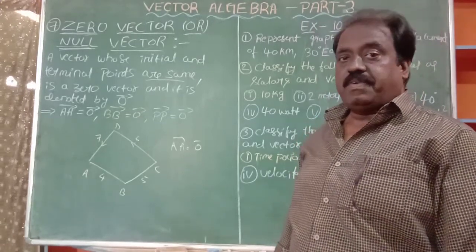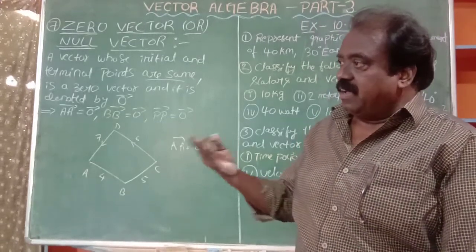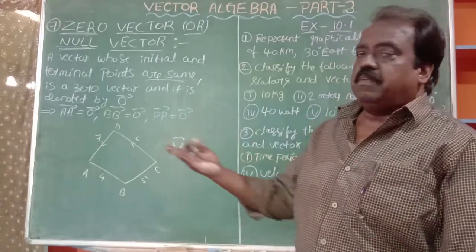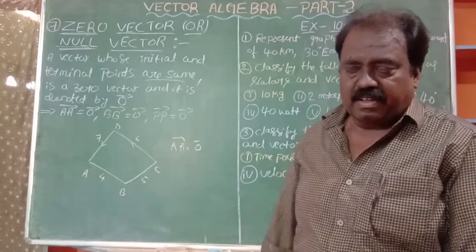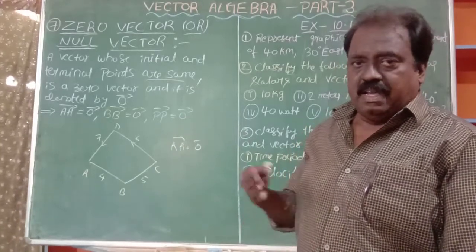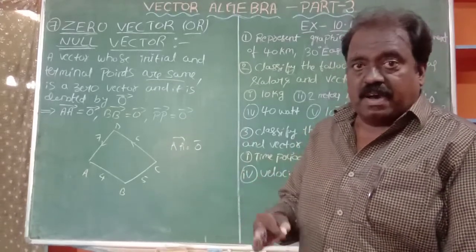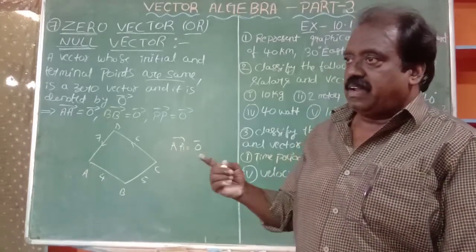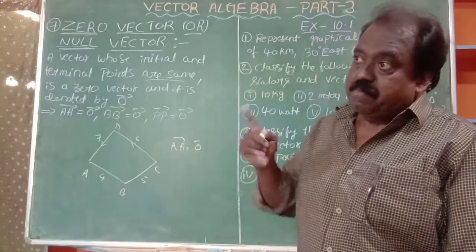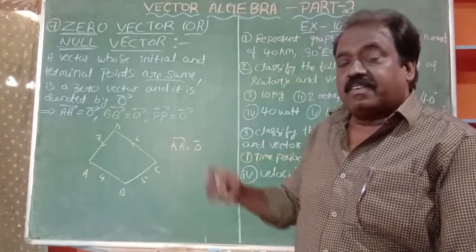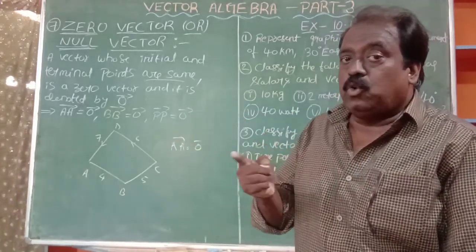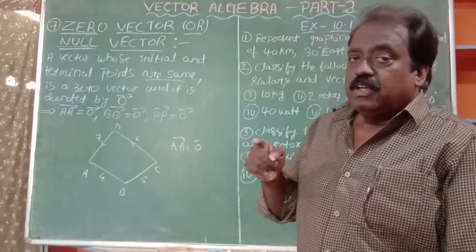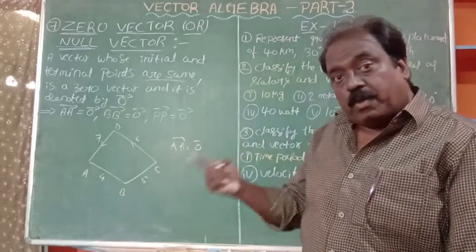Next, negative of a vector. AB bar is a given vector. BA bar is a negative vector. PQ bar is a given vector. QP bar is a negative vector. LM bar is a given vector. ML bar is a negative vector. AB bar, BA bar. But BA bar is nothing but minus AB bar. PQ bar is a given vector. QP bar is a negative of the given vector. QP bar is nothing but minus PQ bar.